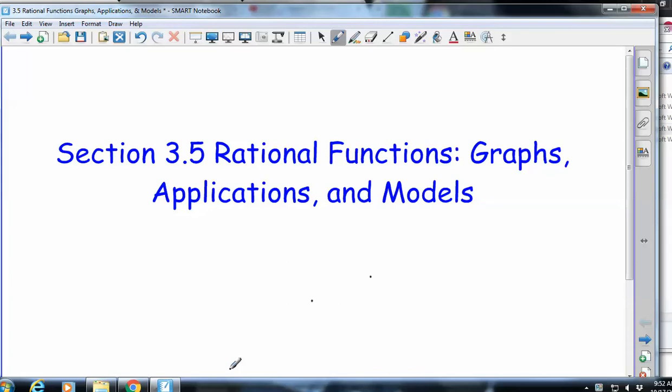This next piece is rational functions. So a rational function is when you actually have two polynomials being divided. You will need a graphing calculator for this section. So if you don't have one, you might grab one off the counter.